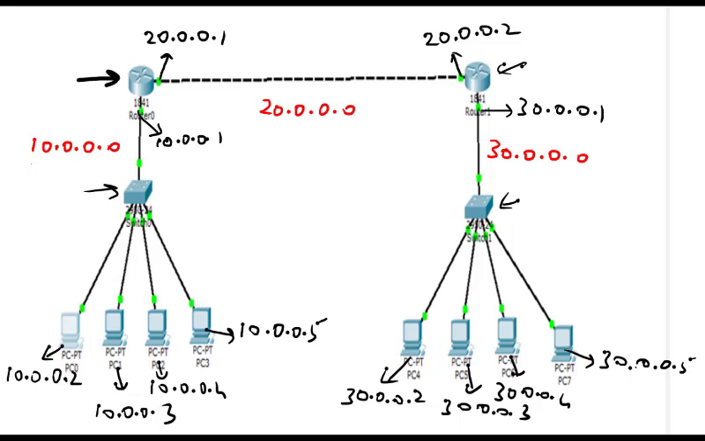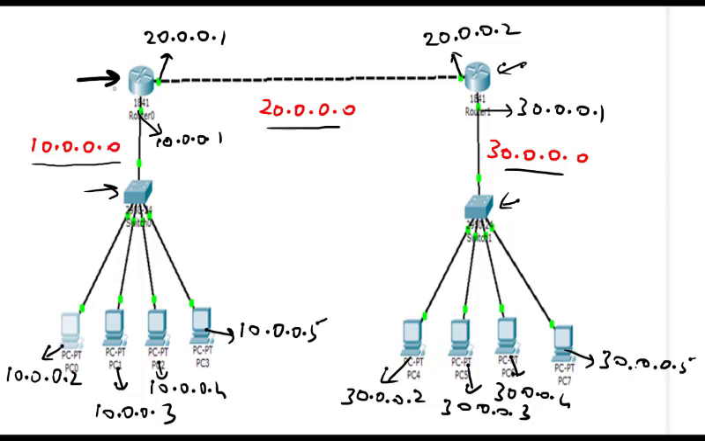Then the thing which is written in red pen, 10.0.0, is the network address. So here we have 3 networks. One, the network address is 10.0.0.0, the other is 20.0.0.0, and the third is 30.0.0.0.